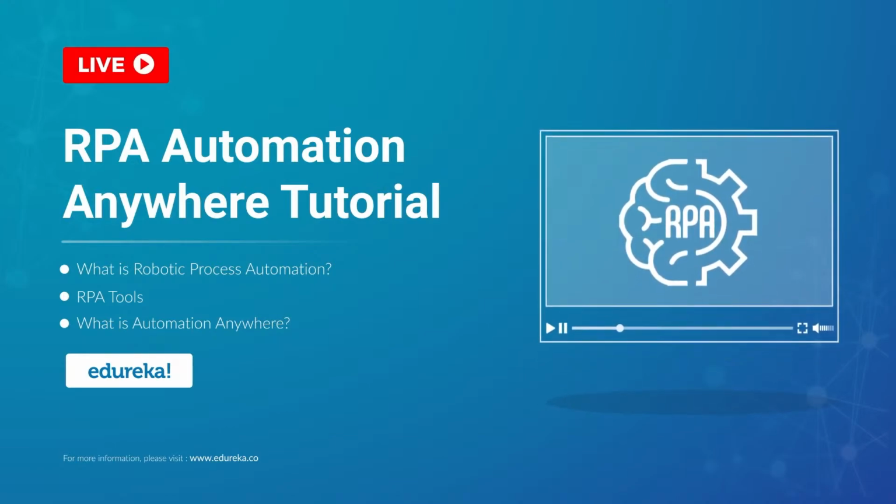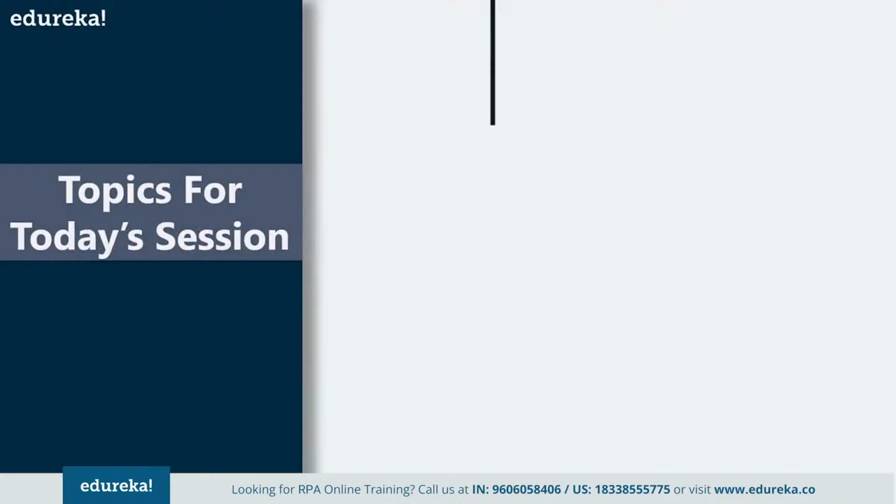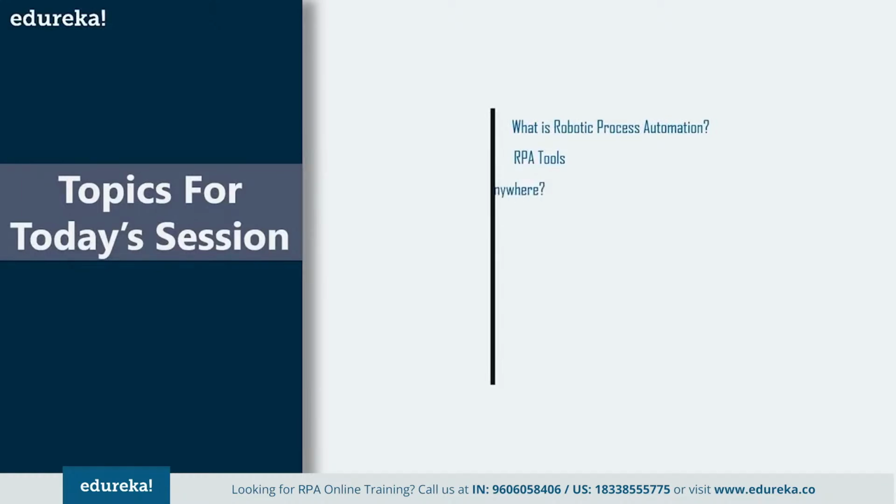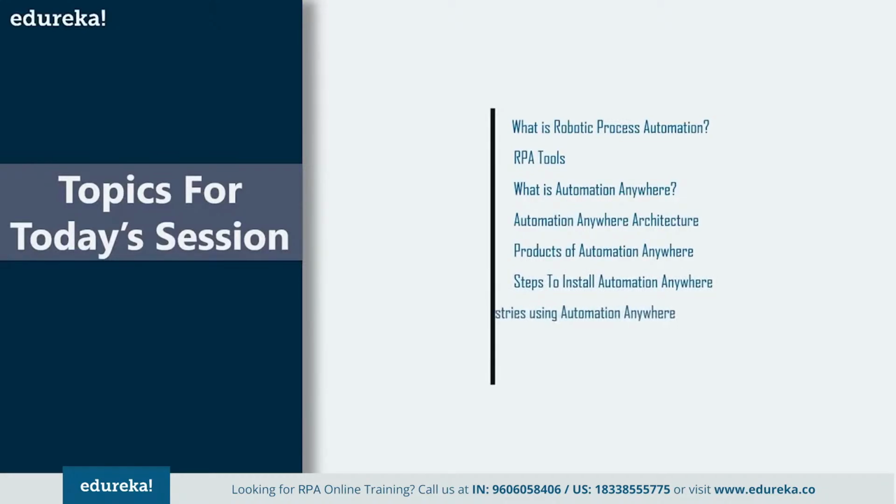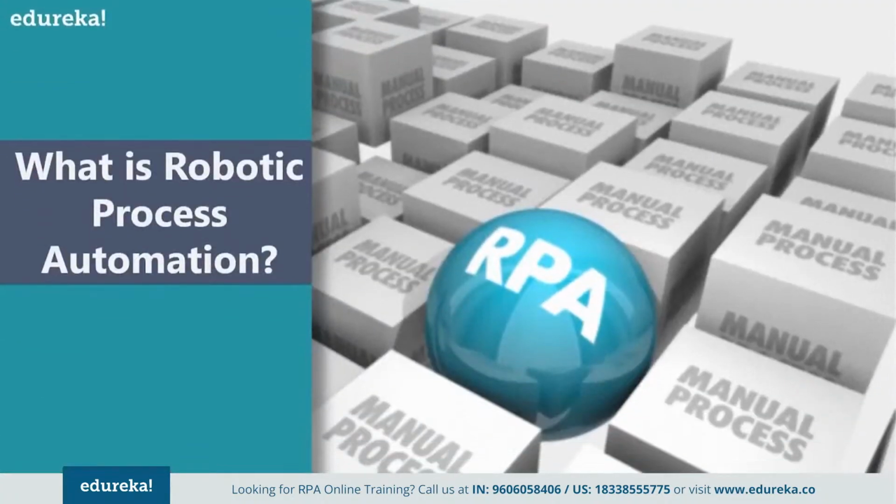So without wasting any further time, let's look into the topics for today's session. We'll start by understanding what robotic process automation is, and then I'll tell you the top RPA tools. Once you understand them, we'll discuss Automation Anywhere, since the session is about Automation Anywhere, and then I'll tell you Automation Anywhere's architecture and products. Once you understand how to install Automation Anywhere, I'm going to tell you what industries use it, and finally I'll end this session by showing you how a company benefited by using Automation Anywhere, and then a hands-on in which we're going to extract data from PDFs and store it in an Excel file, right? So I hope I'm clear. Alright, so let's get started now.